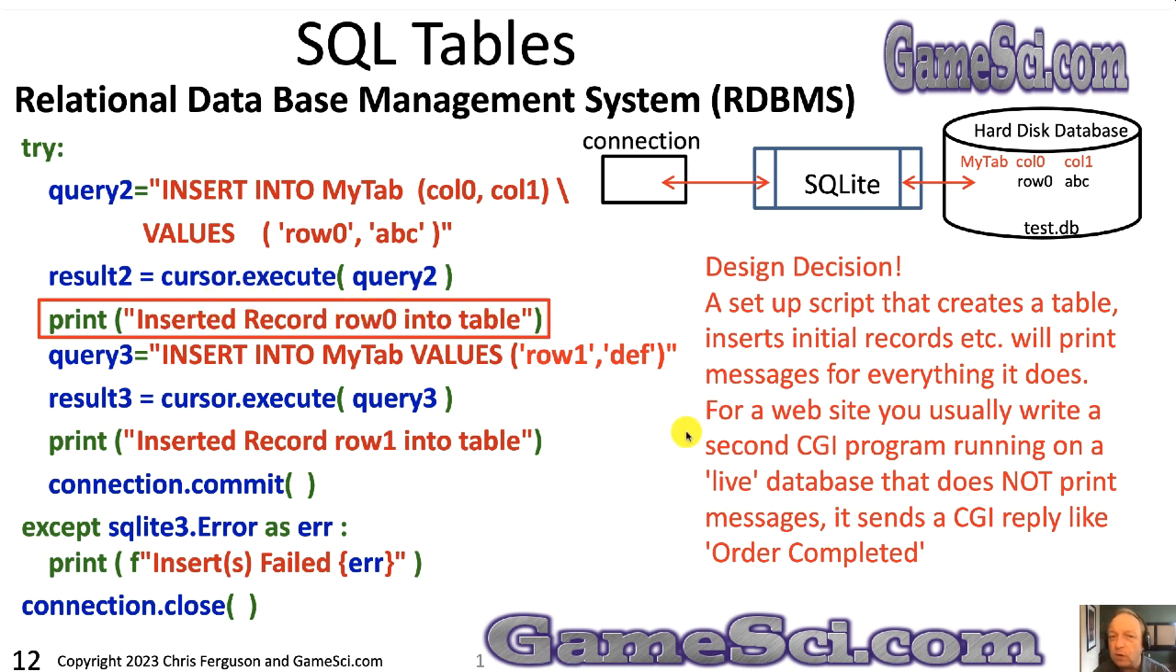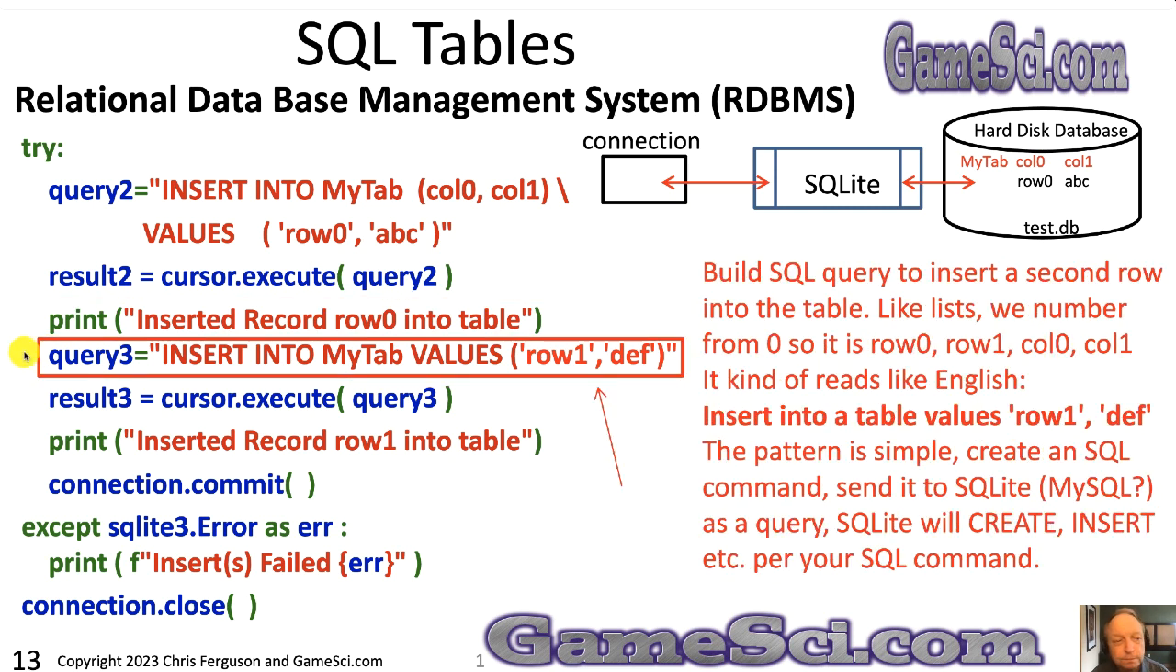However, if you are building an SQL program for a website, a CGI program, CGI programs tend not to issue messages like that. When you're running a CGI program on a live database, don't print a bunch of messages out to the web page. It usually sends a CGI reply with some sort of order completed message. I guess what I'm trying to say is when you're writing setup scripts, print a lot of messages. When you're building web pages, make sure the messages match your website.